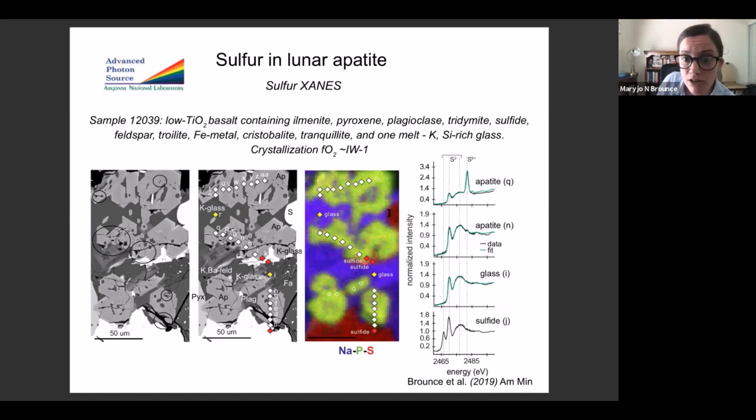We do the same thing. Here's our XRF map. Again, it's a sodium, phosphorus, sulfur map so that the apatites are showing up nice and green, and we can plot our points very precisely and measure the glass and the apatite and the sulfides in this particular thin section. I'll start at the bottom here.